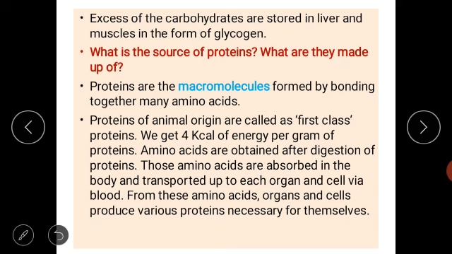Amino acids are obtained after digestion of proteins. Those amino acids are absorbed in the body and transported up to each organ and cell via blood. From these amino acids, organs and cells produce various proteins necessary for themselves. So likewise, the body produces different types of proteins by the combinations of various amino acids.